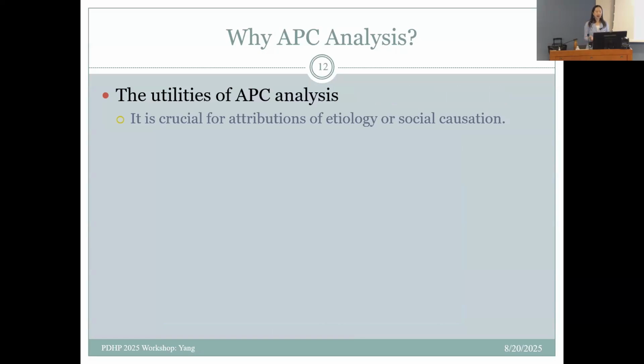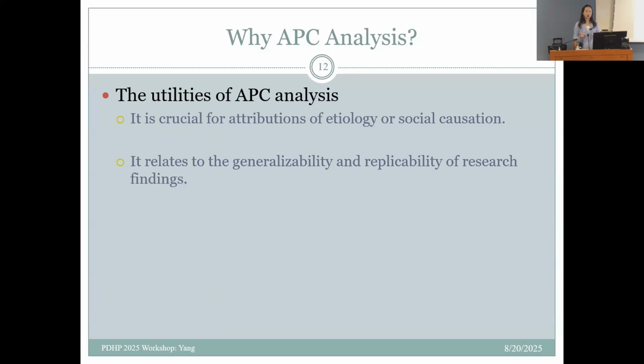First, it is crucial for attributions of etiology or social causation. Age effects represent age-related developmental changes along the life course, whereas temporal trends across time and cohorts are exogenous contextual changes in broader social conditions. So it's important to allocate the source of variations appropriately for proper inference. Second, it also relates to the generalizability and replicability of research findings. In the absence of period and cohort effects, age changes are broadly applicable across individuals in different times and cohorts. But if there are historical and cultural specificities of the findings, then the analysis should account for such exogenous factors to avoid confounding.